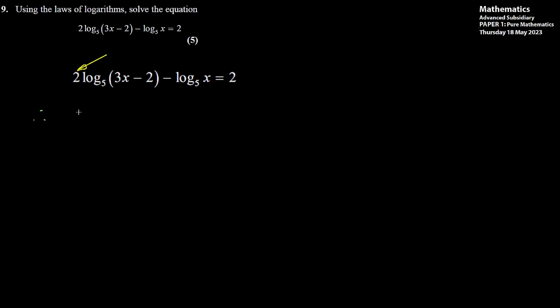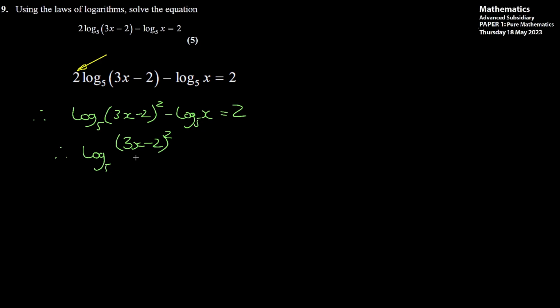So therefore, I can say that this is equal to log to the base 5 of (3x minus 2) squared, minus log base 5 of x, and that's equal to 2. So therefore I can say this is equal to the log base 5 of (3x minus 2) squared divided by x, and that's equal to 2.